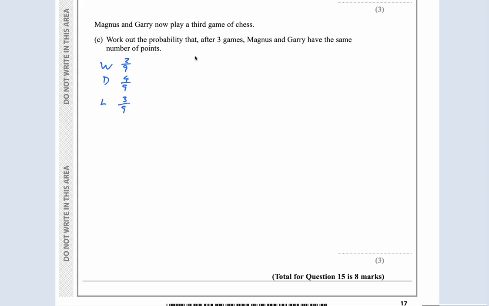Okay, so now let's think about the different ways they could have the same number of points. Let's write them down. You could have a win, a loss, and then a draw, or a loss, a win, and a draw. But you could also have a win, a draw, and a loss, or a loss, a draw, and a win, or finally a draw, a win, and a loss, or a draw, a loss, and a win. So there's actually 6 different ways that they can each win one, and the third one is a draw. And then finally, don't forget, you could have the draw, draw, draw option. I'm actually going to write that down here.